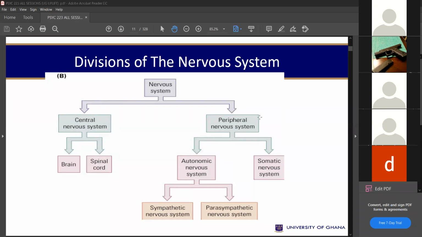And these things happen automatically. So you don't have total control over the situation. That's where it comes from, the word autonomic. Auto means involuntary. These things are involuntary. You don't have control.